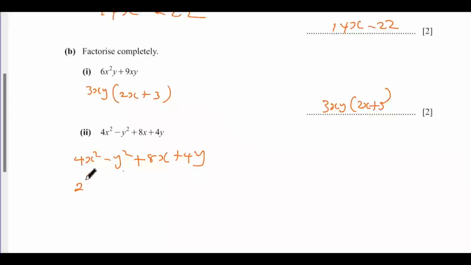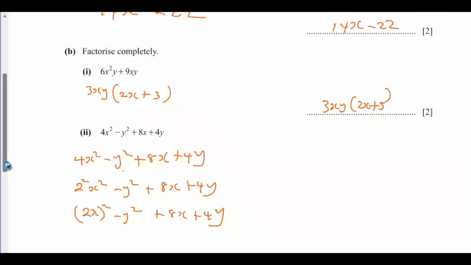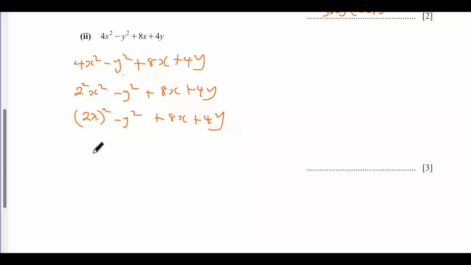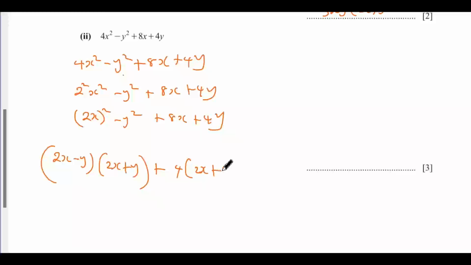So this is the same thing as 2 squared x squared minus y squared plus 8x plus 4y, which is the same thing as (2x) all squared minus y squared. Now we have a difference of two squares plus 8x plus 4y, so now we can factorize. This difference of two squares is the same as 2x minus y into 2x plus y. Then plus 4 is common here, 4 into 2x plus y.